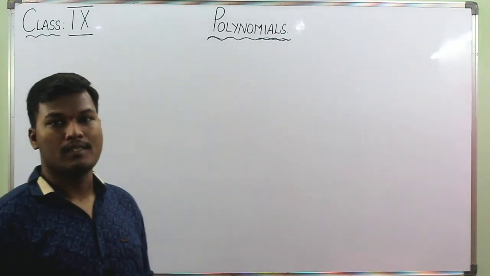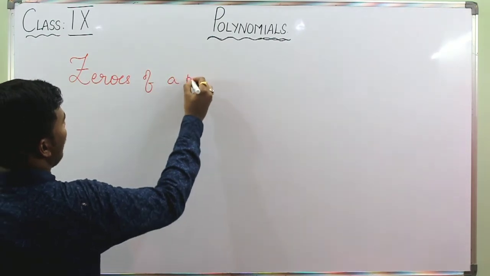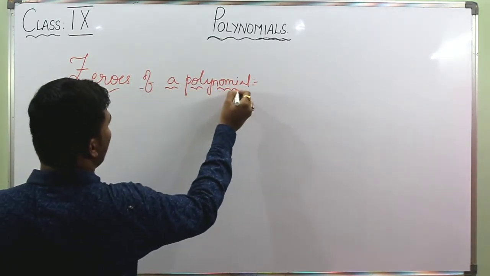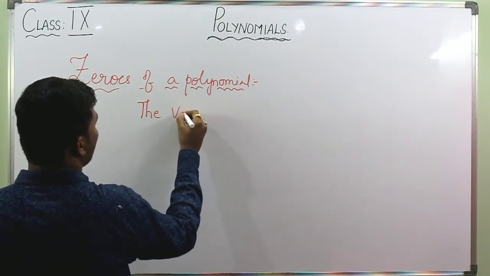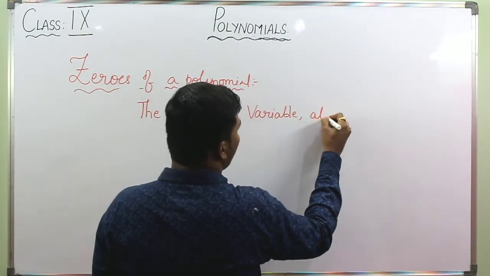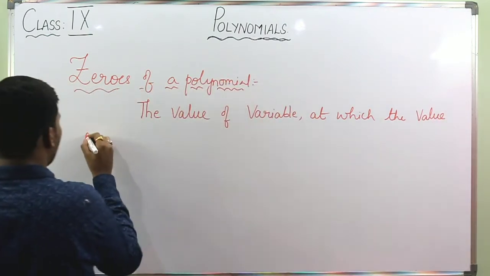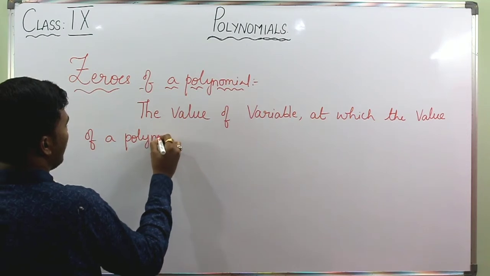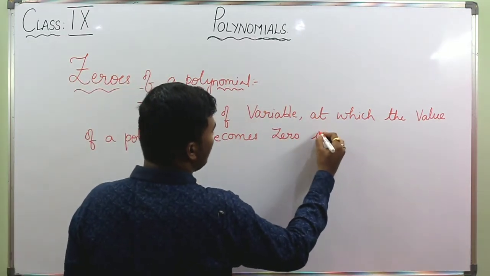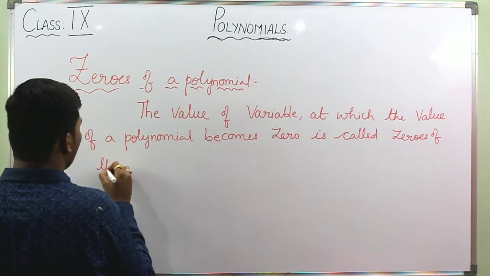The next concept is zeros of a polynomial. So we can write this as: the value of the variable at which the value of a polynomial becomes 0 is called the zero or zeros of the polynomial.